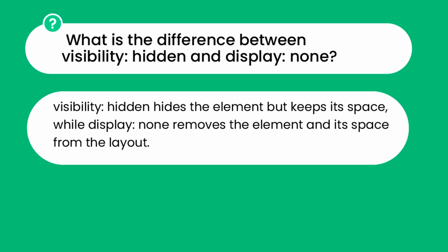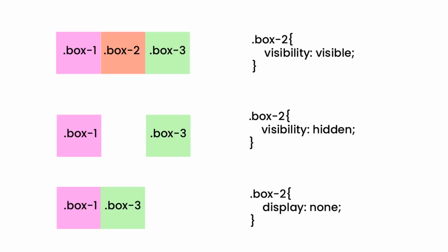What is the difference between visibility hidden and display none? Let's talk about the difference between visibility hidden and display none. In the top row, all three boxes are visible. Nothing fancy here. In the second row, we have applied visibility hidden to the middle box. It disappears but the space it occupied still remains. Now in the third row, we have used display none. This removes the middle box and its space. The other boxes shift to fill the gap.